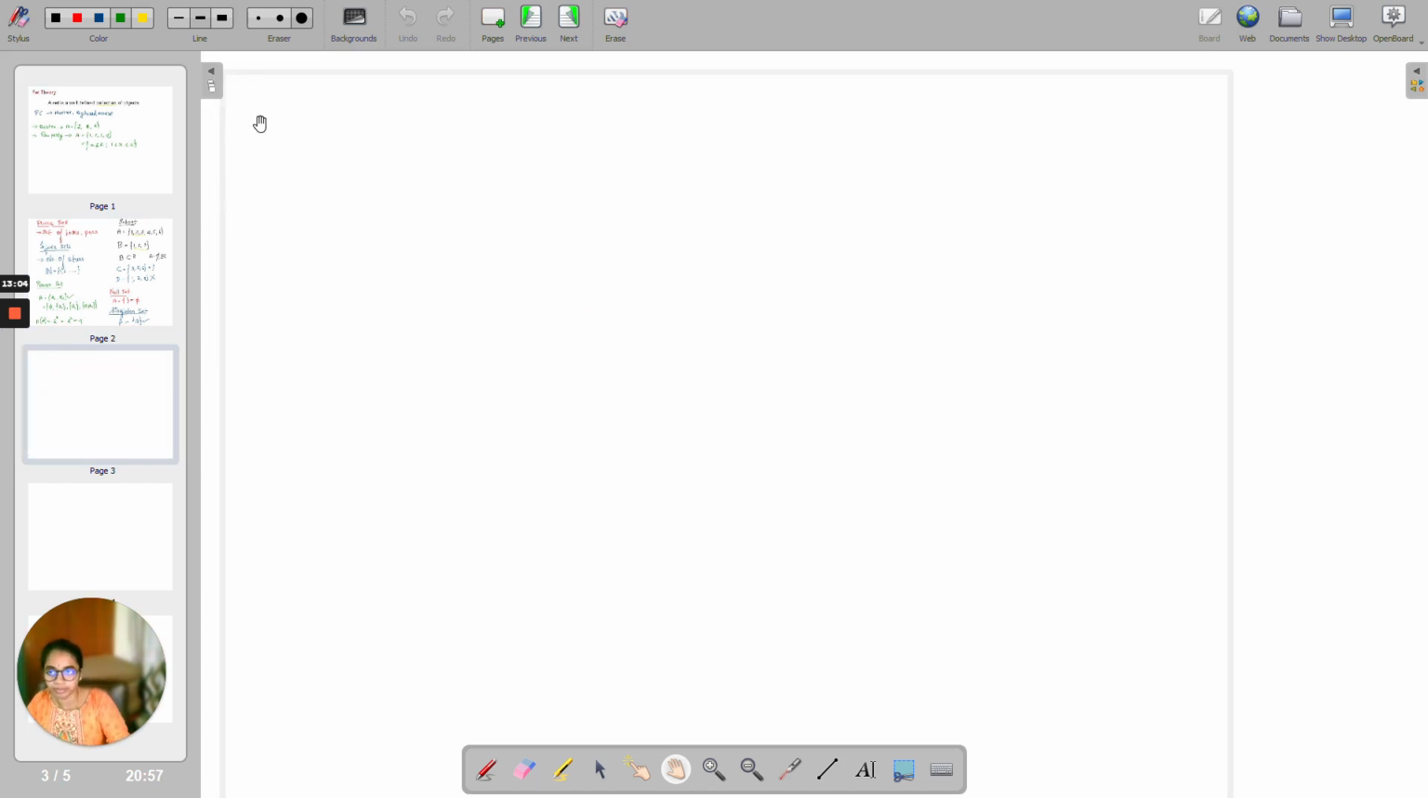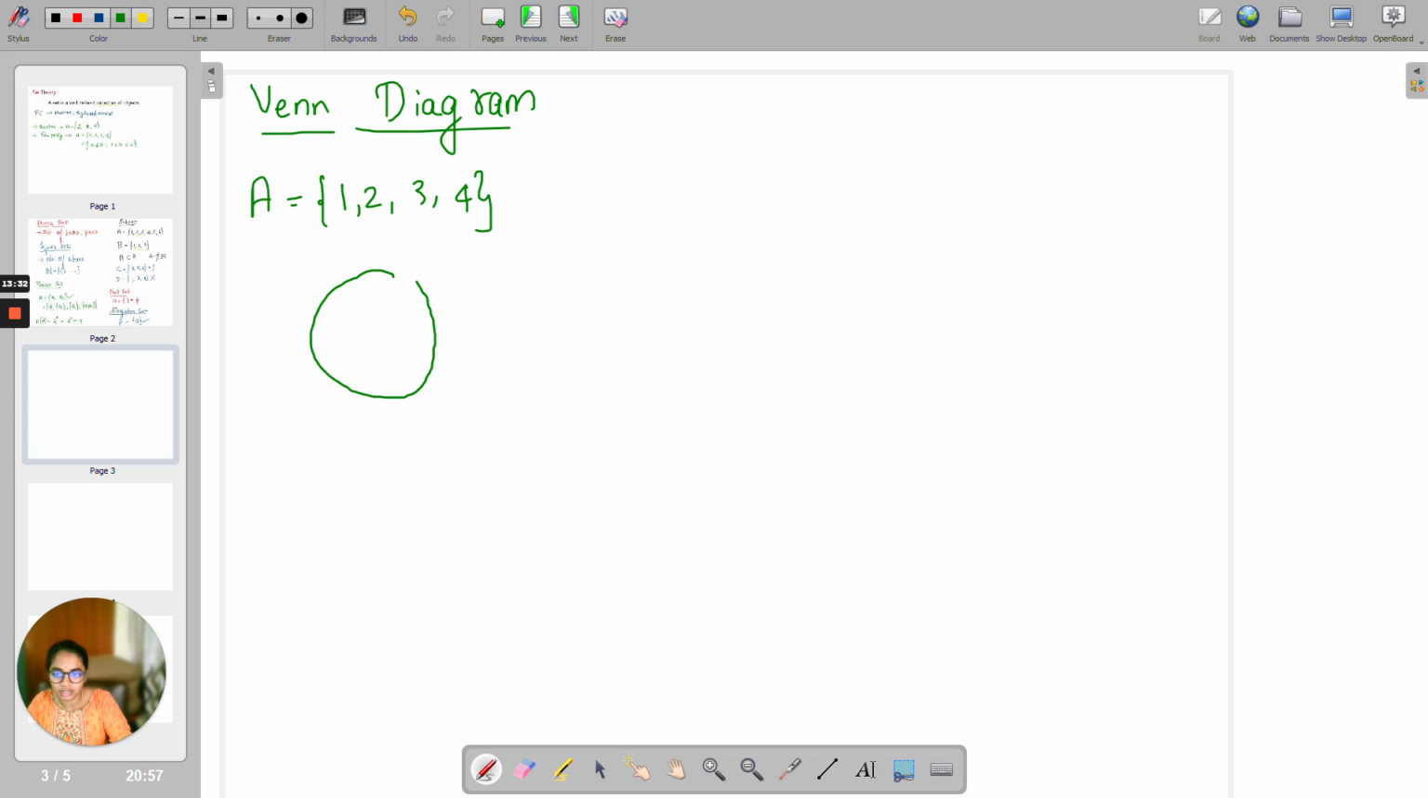Okay. So moving on, let us study something about Venn diagrams. What is a Venn diagram? Imagine you have a set A which is equal to {1, 2, 3, 4}. So how do you represent this in a Venn diagram? A Venn diagram can simply be written as, you take a circle, inside that you write 1, 2, 3 and 4. So this is a set A. This is a Venn diagram.